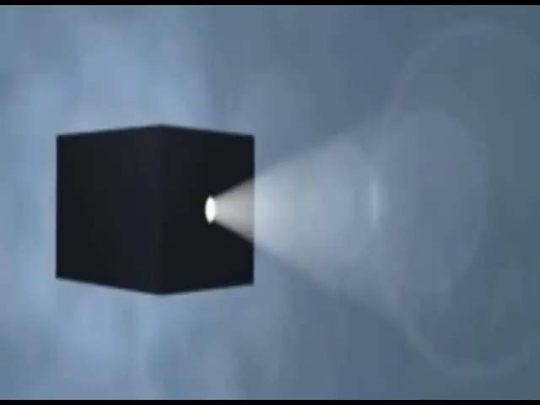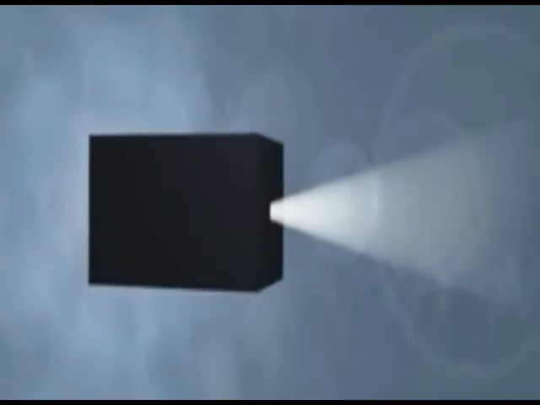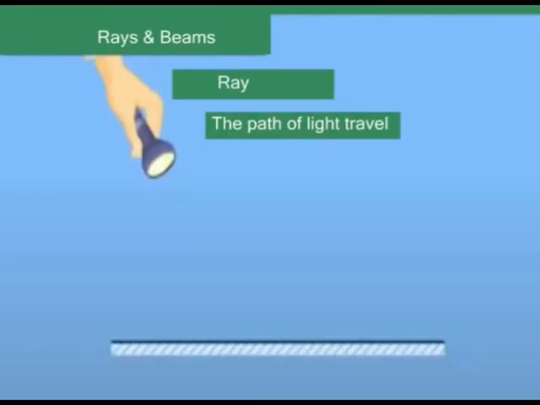A source of light produces pulses of energy which spread out in all directions. The path along which light energy travels is referred to as a ray of light. In diagrams, rays are represented by lines with arrows on them to show the direction of travel.